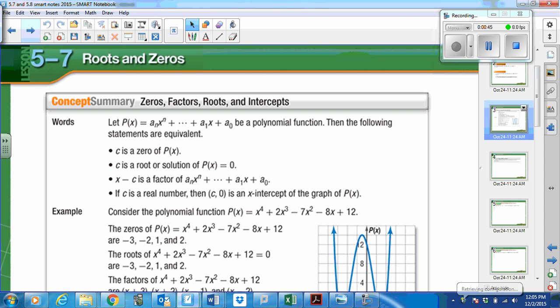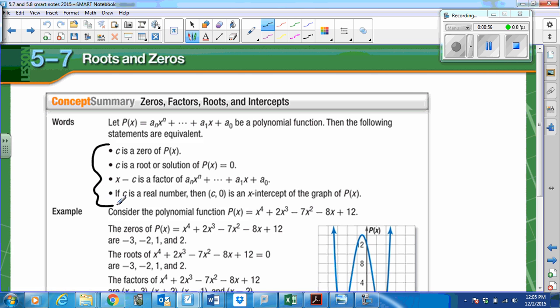So zeros, factors, roots, and intercepts, and we've used these four terms interchangeably throughout the year. And so they're saying here that these four statements are equivalent, that if C is a zero of P of X, then we can also say that C is a root or solution of P of X. And we can say X minus C is a factor of P of X, and if C is a real number, then C comma 0 is an x-intercept of the graph of P of X.